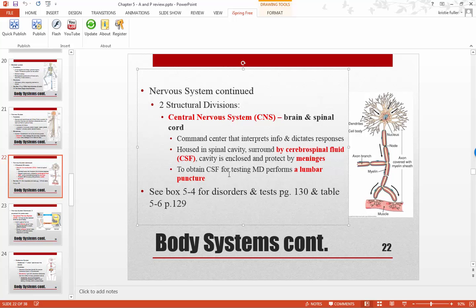When we need to get CSF for testing, you guys have probably heard of it, called a spinal tap. A doctor will actually perform what's called a lumbar puncture. So you do want to know the official term and who specifically collects that. And it's really important for us to understand the importance of this kind of specimen, how it's collected, because if we receive a specimen like that in the lab and we don't know what to do with it, would you want to get another spinal tap? Because I know I wouldn't, just because some phlebotomist messed up. So it's important for us to be aware of where this stuff comes from and why it's important.